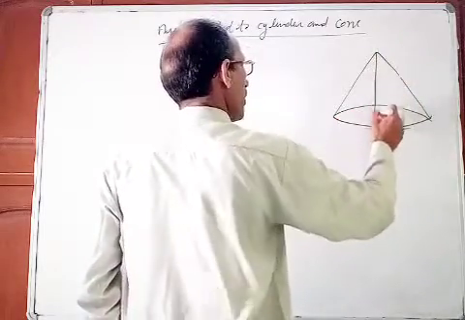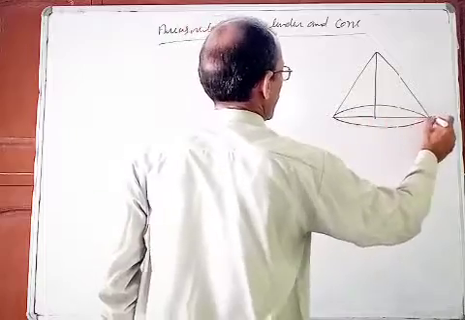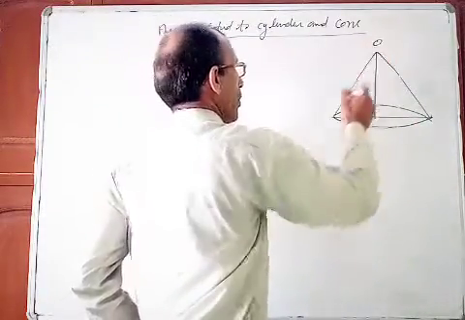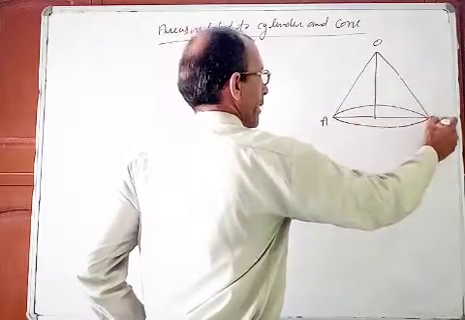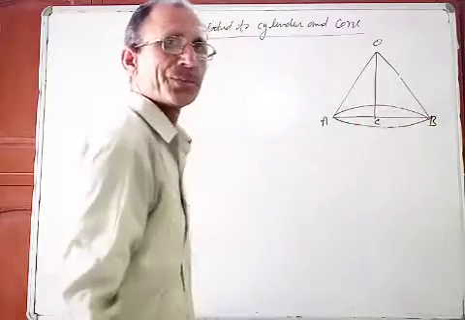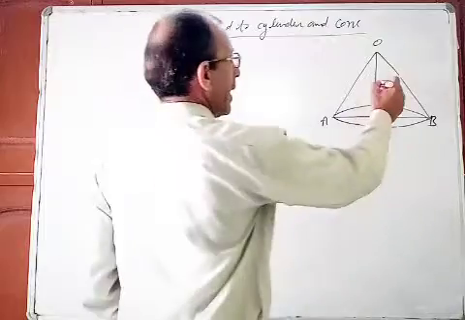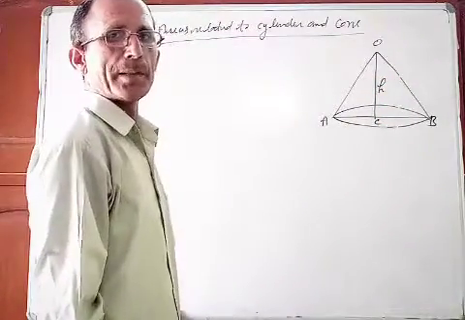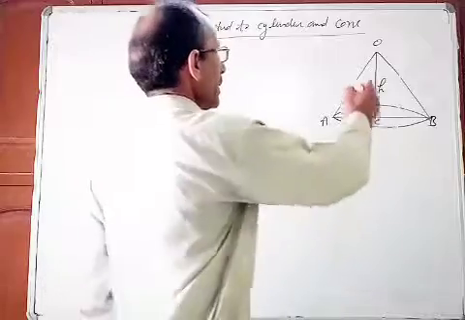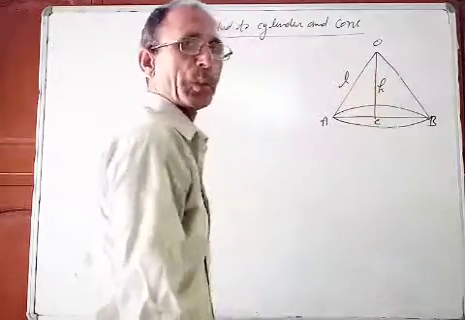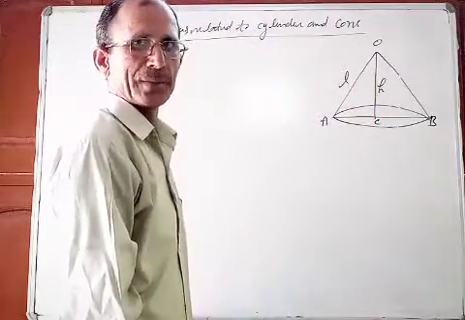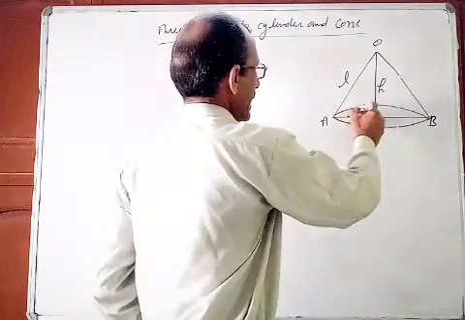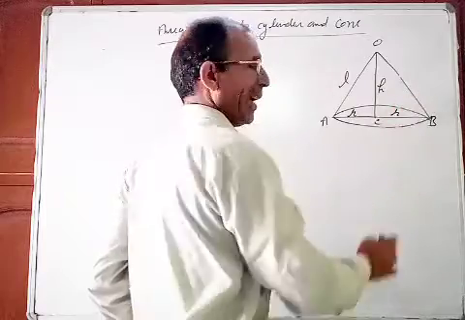This solid is called cone. O, A, B, C. This is the height of the cone. S stands for height of the cone. This is L. L stands for slant height. And this is base radius. It stands for R.